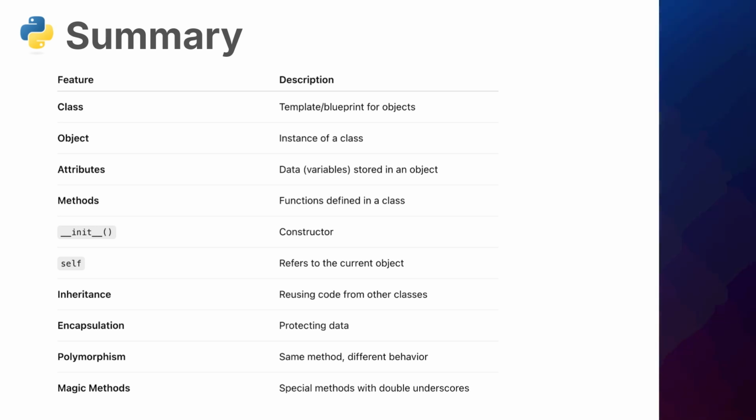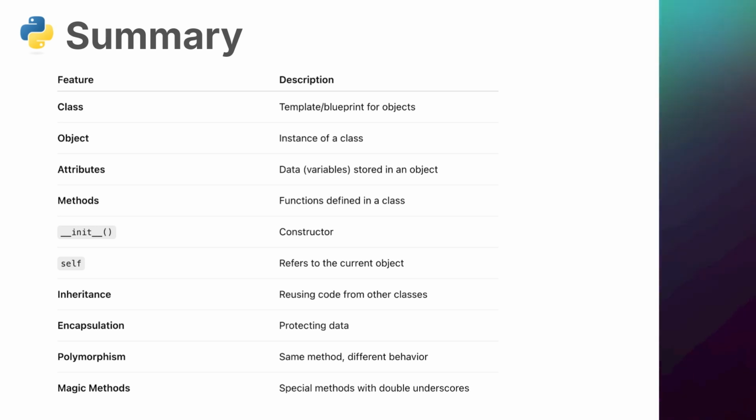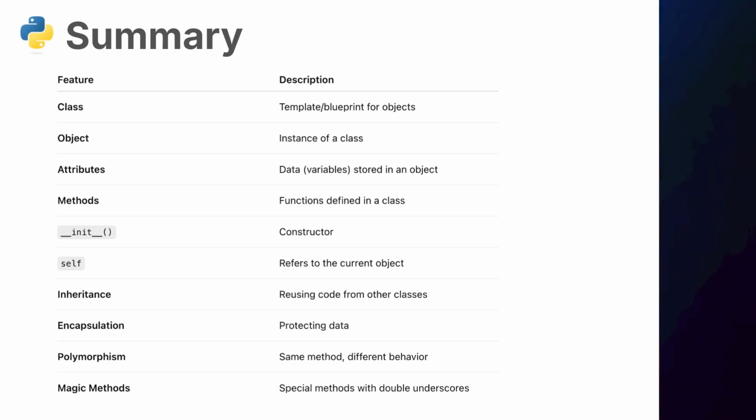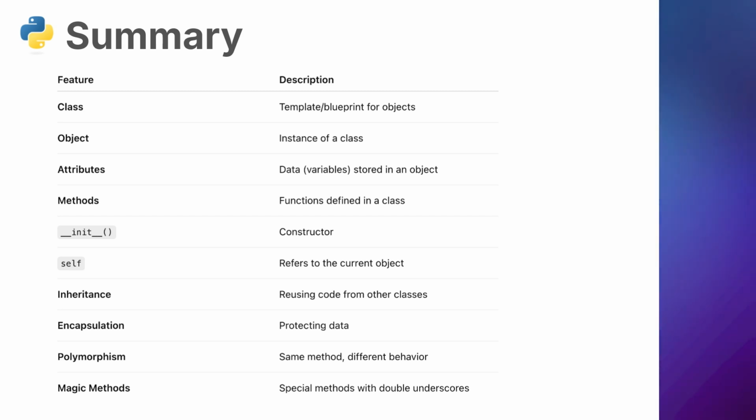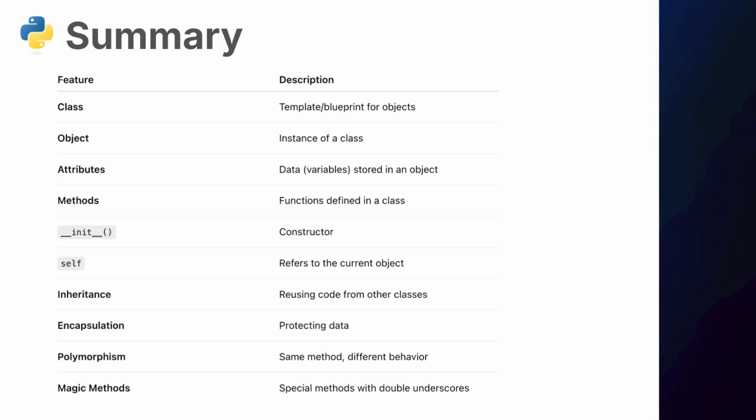Polymorphism allows the same method name to work differently depending on the object. For example, different animals have a speak method, but each makes a different sound. Magic methods are special functions like init, str, or len that Python runs automatically. They make your object behave like built-in types when printed, measured, or compared.